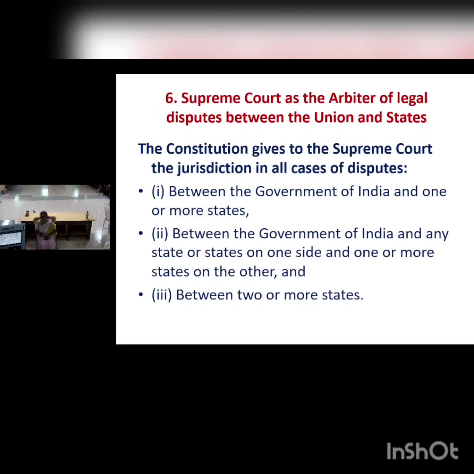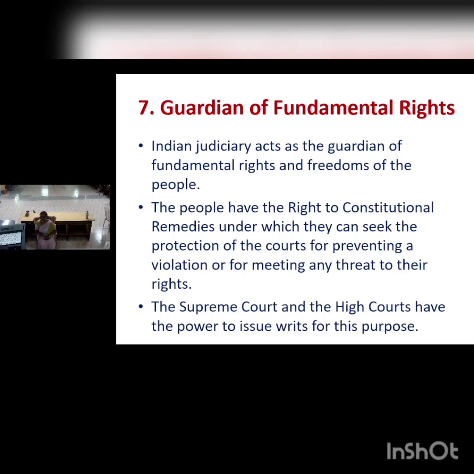And the sixth feature of the Indian judicial system is the Supreme Court as the arbiter of legal disputes between the Union and states. The Constitution gives to the Supreme Court jurisdiction in all cases of disputes, like between the Government of India and one or more states, in the second case between the Government of India and any state or states on one side and one or more states on the other side, and in the third case between two or more states.